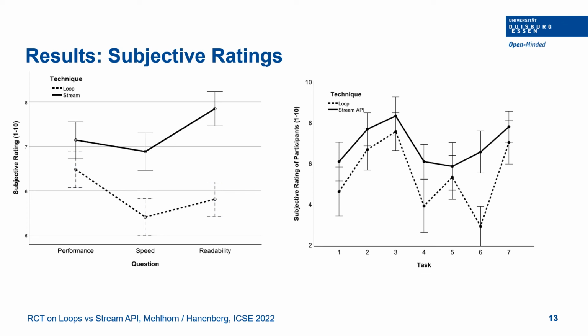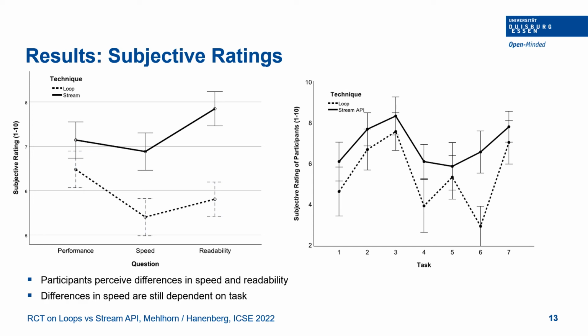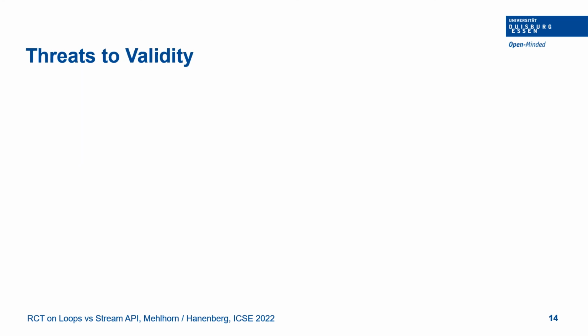What you can see is that this also differed from task to task. There were tasks where they considered the Stream API much better than the loop, and other tasks where the differences were rather minor. So participants perceived differences in speed and readability, and as we said, the difference in speed depends on the task.